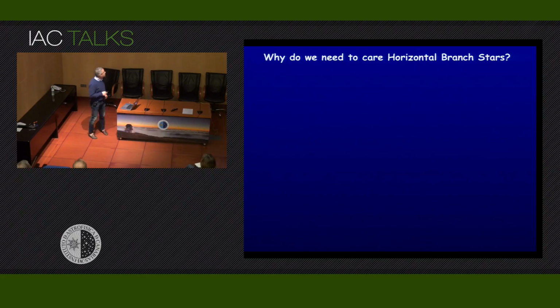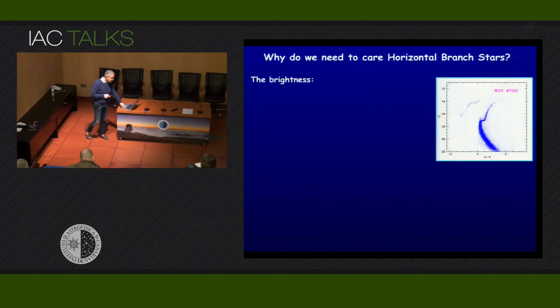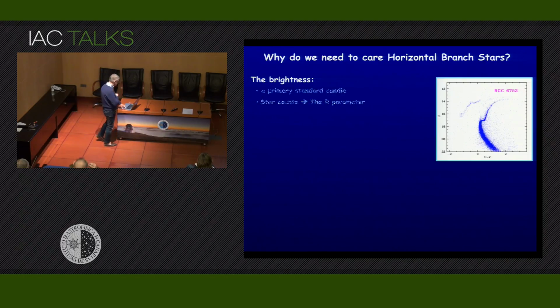Let me briefly introduce for the students the reason for which we need to take care of horizontal branch stars. Indeed, this is the typical color magnitude diagram for a galactic globular cluster, and the horizontal branch is this evolutionary sequence that you can observe here. This sequence is very important because the brightness, the luminosity of this feature is one of the most important primary standard candle distance indicators for resolved stellar population, and also the brightness is tightly related with star counts.